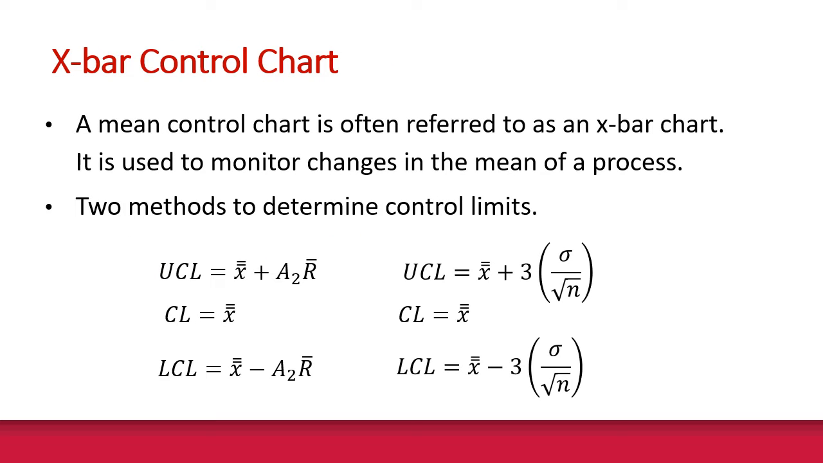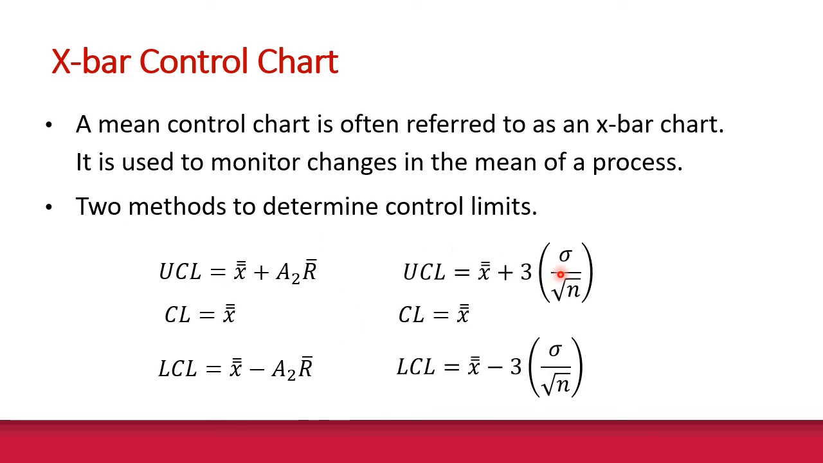The one we're going to look at is what's known as the X bar R control chart. It has two parts. The first part is what's known as the X bar. Here, I could put the bar over the X, but sometimes you'll see this written as X bar. This is a mean control chart because X bar is a mean value. It's used to monitor changes in the mean of a process, or the average of the process, and there are basically two methods to determine the control limits on the control chart.